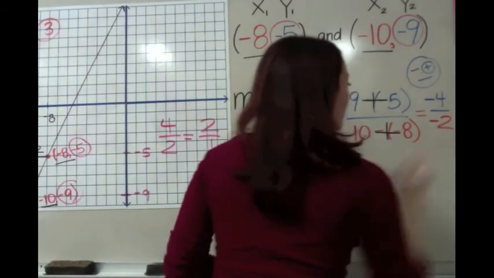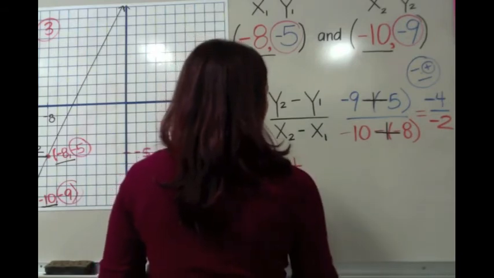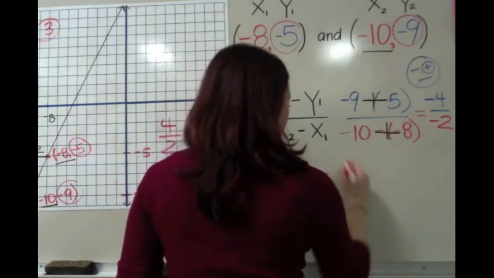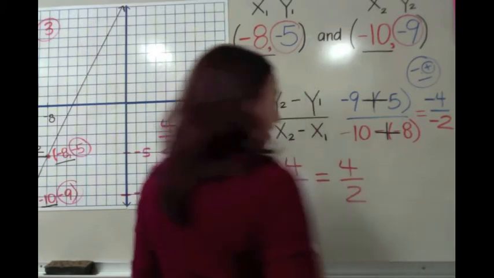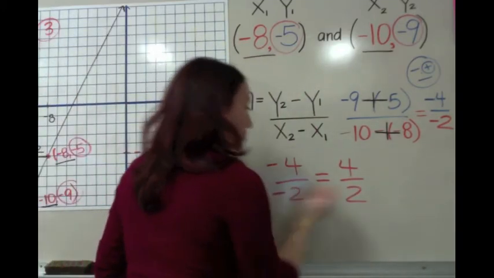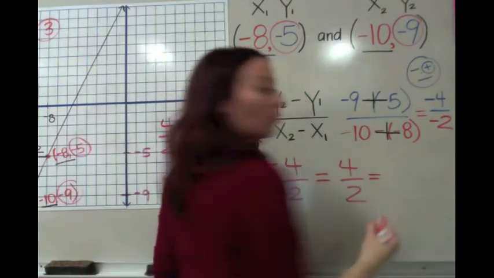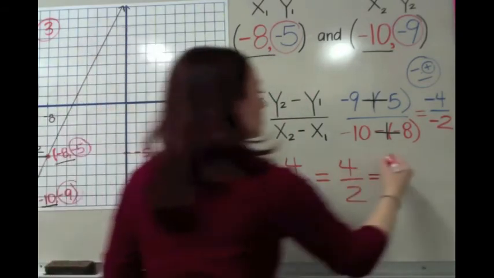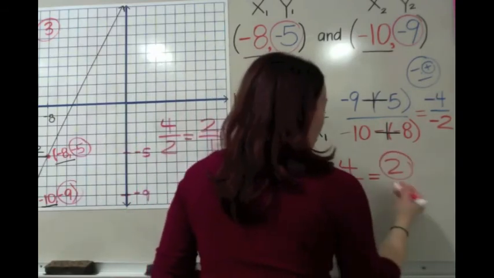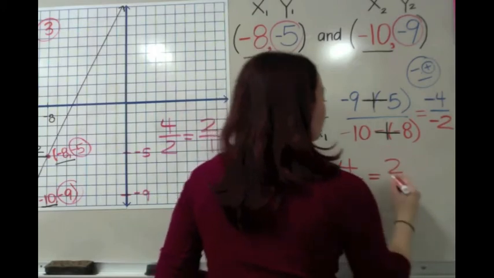All right, now look at this. The answer is negative 4 over negative 2. Is that the same as 4 over 2? Is that what we learned last week? What is negative divided by negative? It's positive, right? So what is the answer? The answer is, what's 4 divided by 2 again? 4 divided by 2 is 2. So, and as ratios, it would be written as 2 over 1.